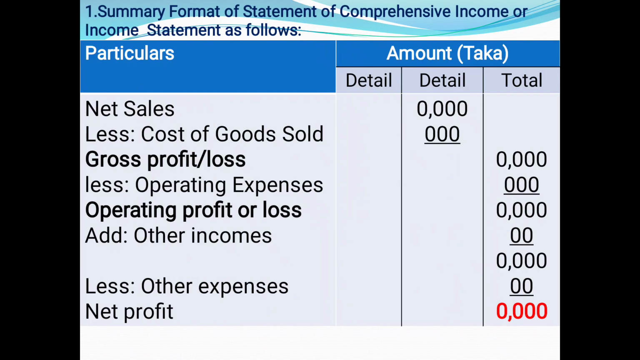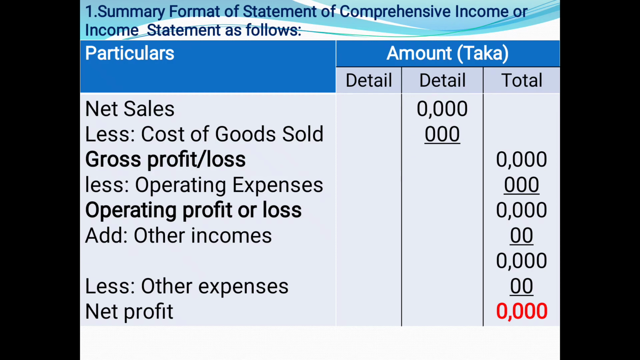Dear learners, you are watching a format for a statement of comprehensive income. It's a summary format for a statement of comprehensive income or income statement for a manufacturing concern. First column is particulars, second column amount taka detail, third column amount taka detail, fourth column amount taka total. The first item of statement of comprehensive income is net sales. It includes several items, but now I have given a summary format.